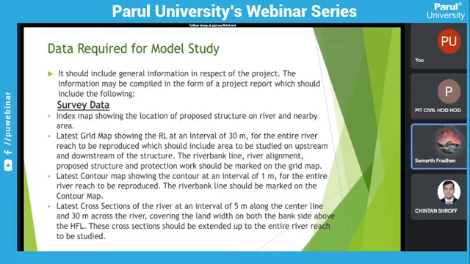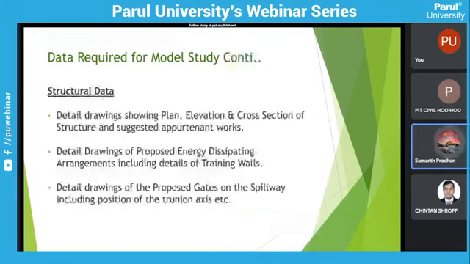Then the latest contour map showing contours at an interval of 1 meter for the entire river reach to be reproduced, the study area which is surveyed. To know the topography we require this contour map, because we are reproducing the model in the river reach as well as on the banks. Depending upon our requirement, we have to select how much area is to be studied. Then the latest cross sections of the river: CS, cross sections at 5 meters along the center line and 30 meters across the river. So this is the requirement of survey data.